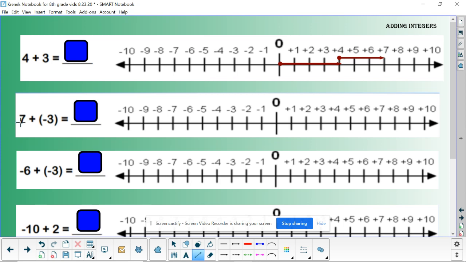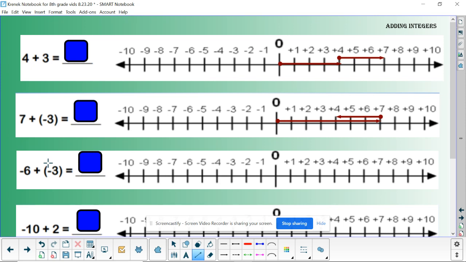So let's take a look at this one. I am going to go to positive 7. So I have positive 7. I'm going to add 3 negatives. So I am going to add, but since I'm adding 3 negatives, I'm actually going to move backwards. So I have 7 positives, and since I'm adding 3 negatives, I'm going to move backwards, and I'm left with positive 4.